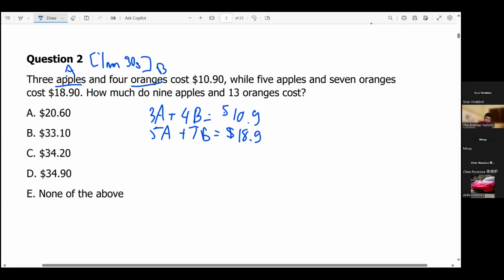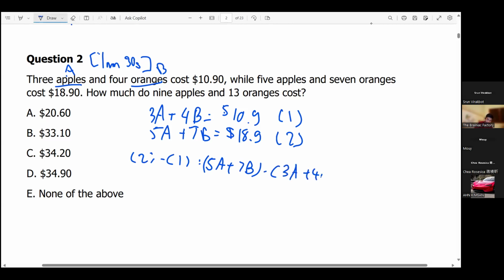From here, let's say this is the first equation and this is the second equation. So you can take the second equation minus the first equation. You'll get (5A plus 7B) minus (3A plus 4B) equals 18.9 minus 10.9.